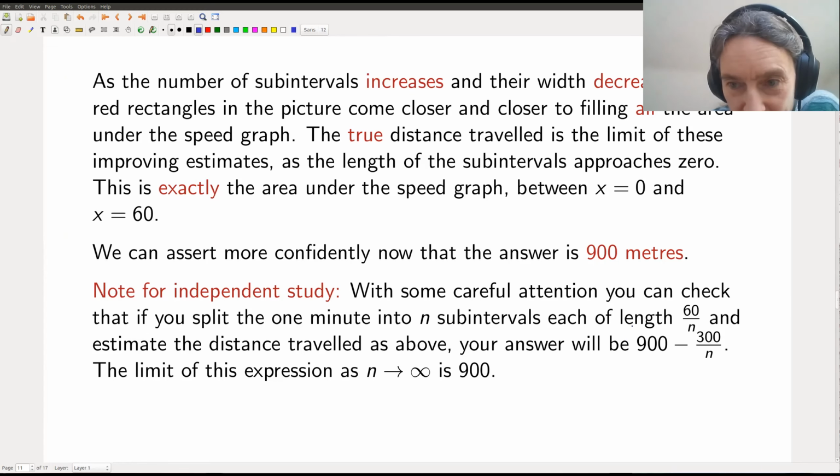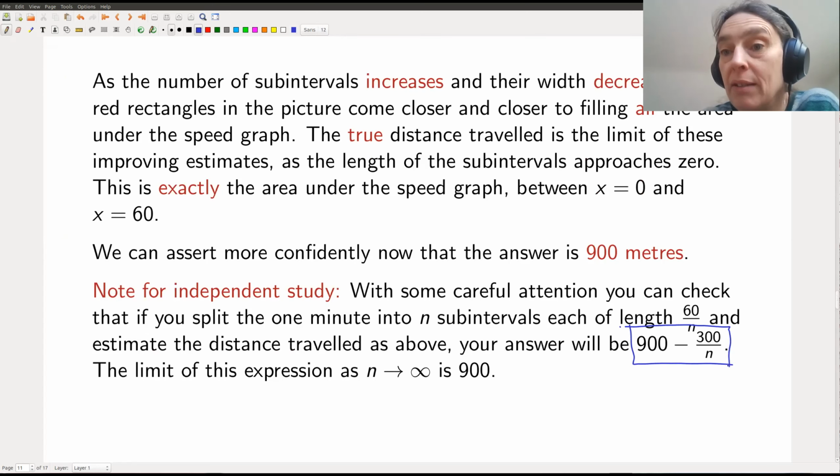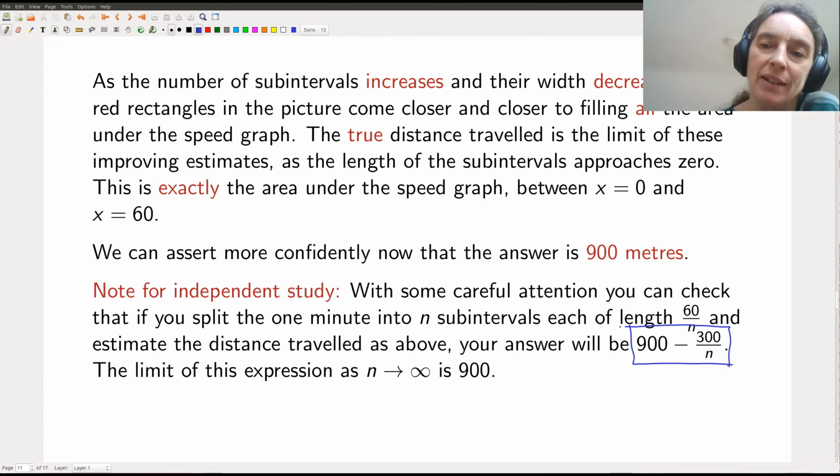If you just go through the details there, you'll be able to find that the estimate for the distance traveled, where you take n subintervals, all of the same length, 60 over n, would be 900 minus 300 over n, and we can observe that the limit of that expression as n goes to infinity is 900. Okay, so the idea here applies much more generally.